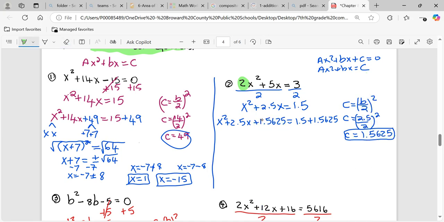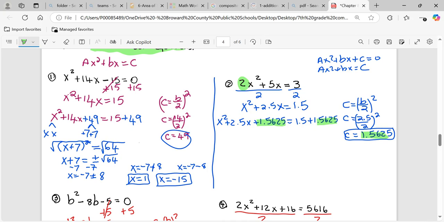That is the c. Why is the highlighter doing that? I'm sorry. Okay, that is the c that you're putting in on both sides.